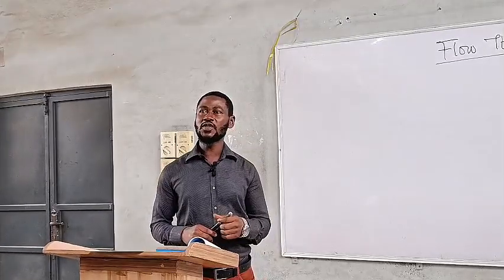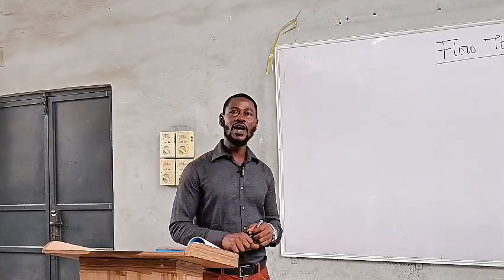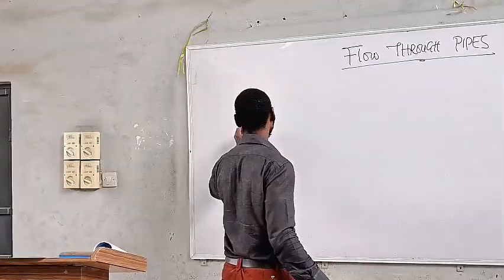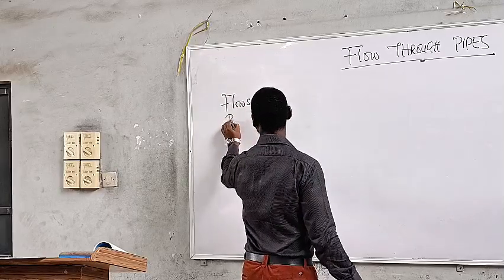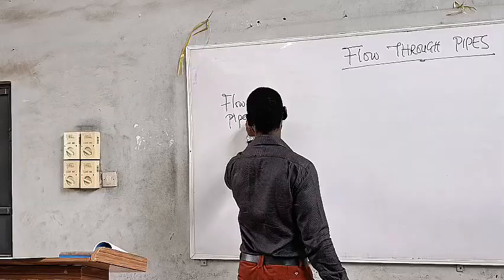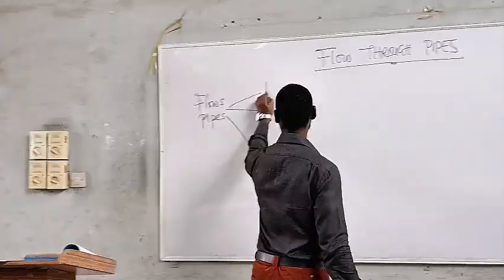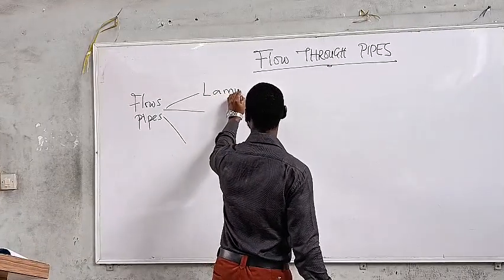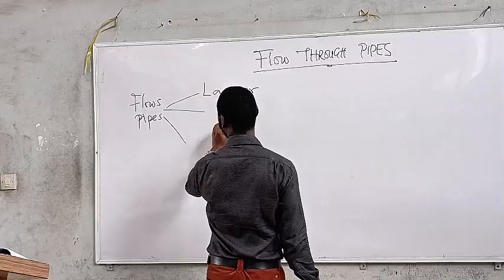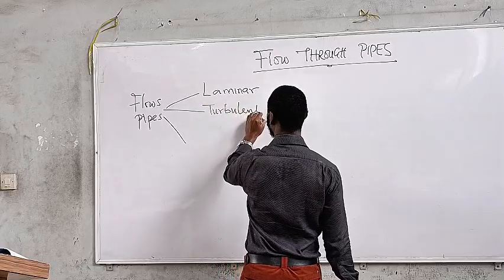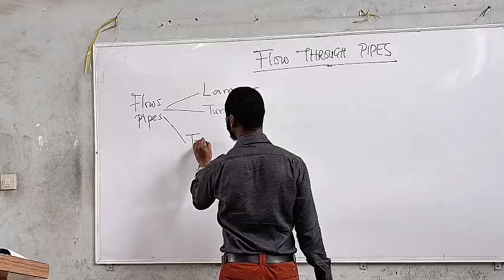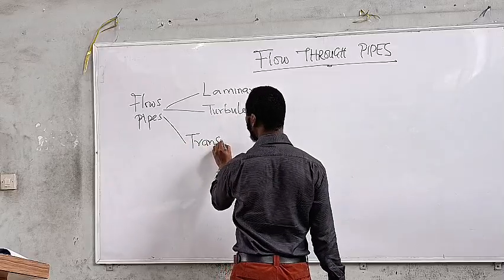There are three types of flows. Flow in pipe occurs in three different forms. We have a laminar flow, we have a turbulent flow, and the last one is a transitional flow.